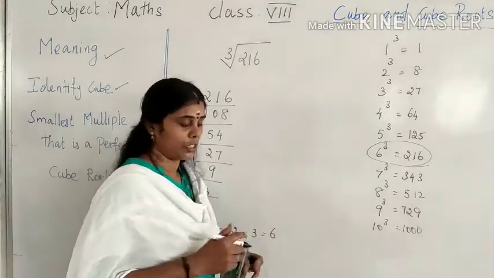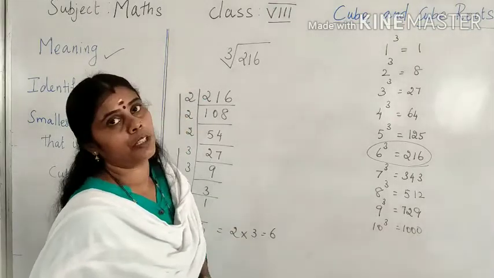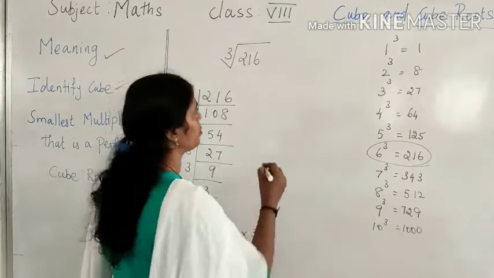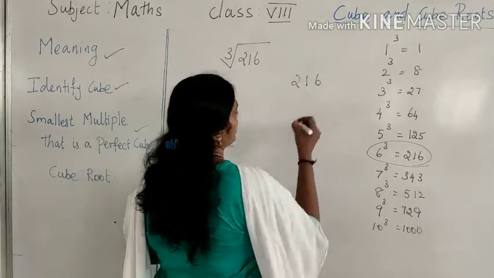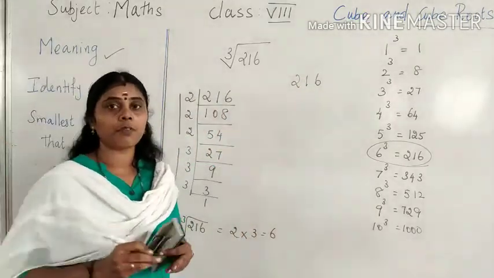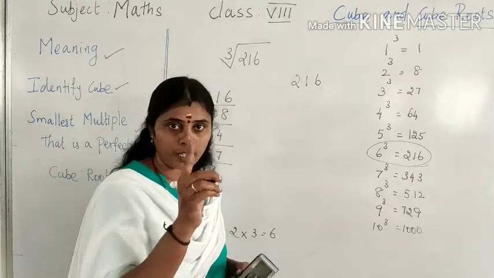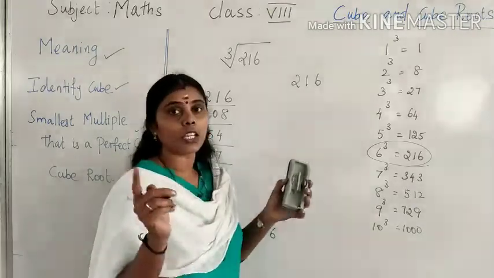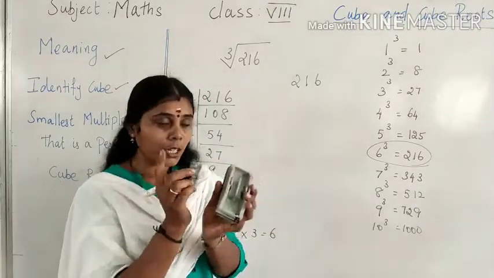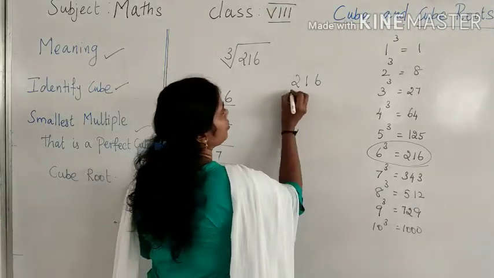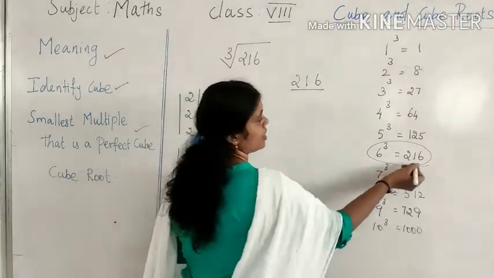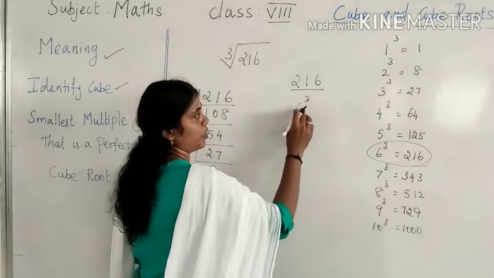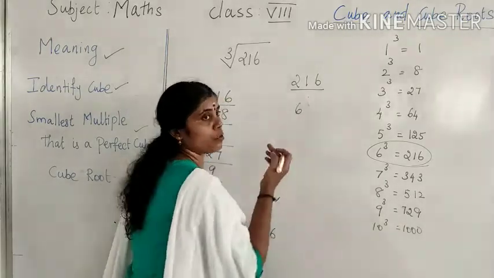Now, how to find out in the estimation method? In the estimation method, how to find out the cube root of 216? Here, in the square root estimation method we make 2 numbers as 1 pair and put the bar, but here you have to group 3 numbers as 1. So here there are 3 numbers only. The number ends with 6, so automatically it is 6. So directly we can write 6 cube, otherwise we can write the cube root of this one is 6.